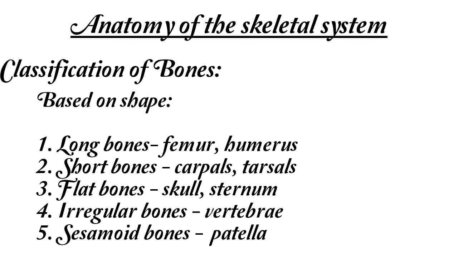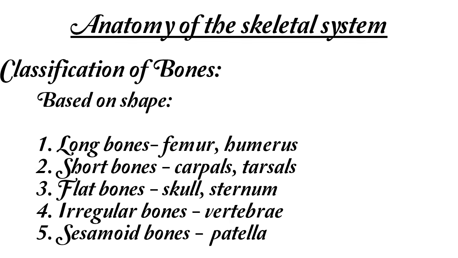So we have the short bones, which are the carpals and the tarsals. We also have the flat bones, which are the skull and the sternum. We also have the irregular bones, which are the vertebrae, and then the sesamoid bones, such as the patella, which is the bone found at the kneecap.